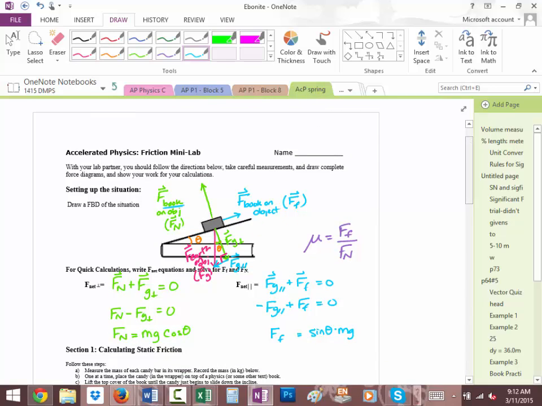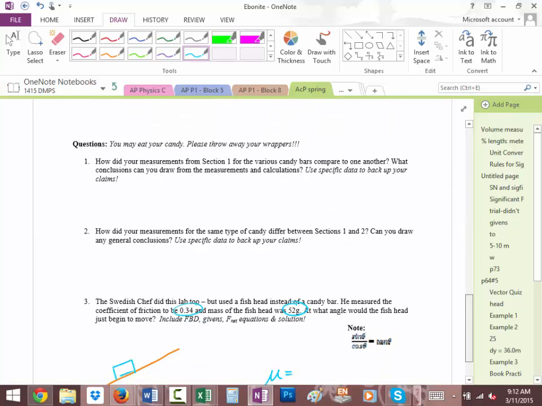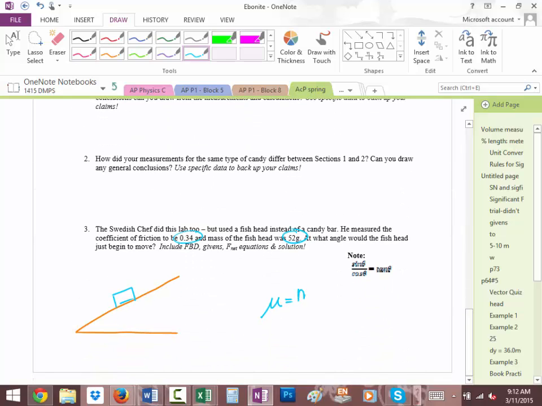If we go back up here, just to look at this quickly, mu is Ff over Fn. Ff is mg sine theta. Fn is mg cosine theta. So the game here is we've got mg sine theta over mg cosine theta.